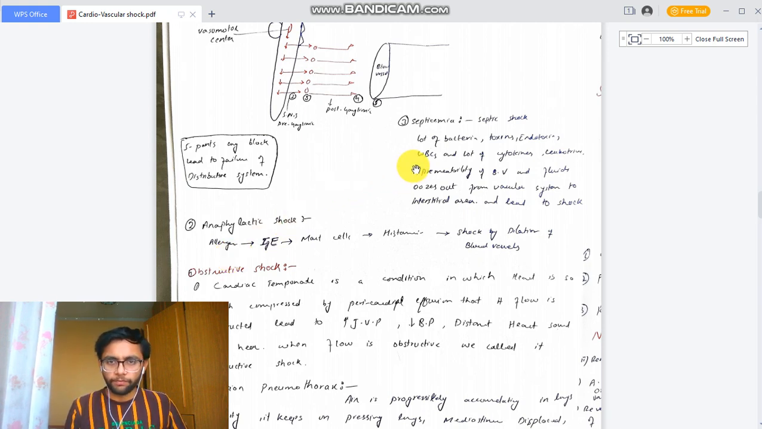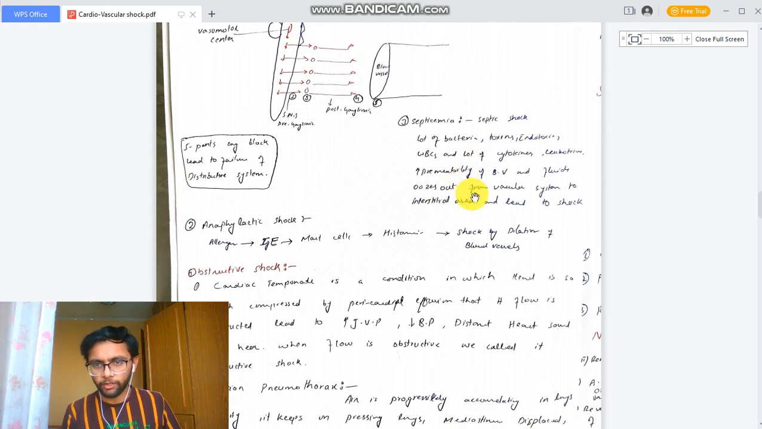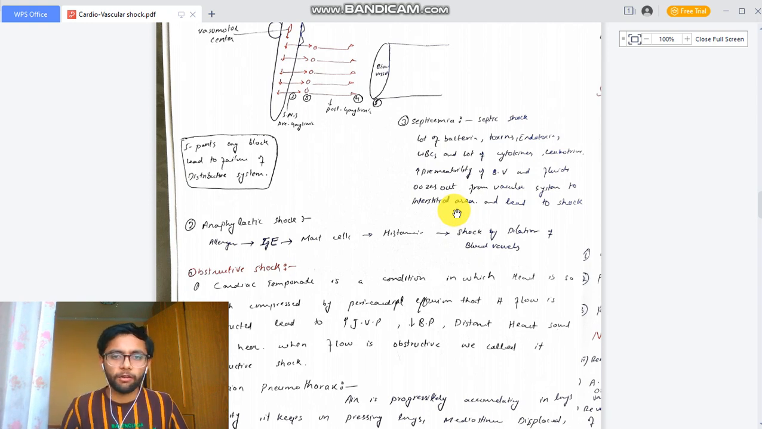Third is septicemia. What is septicemia? Septic shock. A load of bacteria with toxins, endotoxin, and a load of cytokines and leukotrienes increase the permeability of the blood vessels, and fluid oozes out from the vascular system into the interstitial area and leads to shock. What happens is that when there are a lot of bacteria, they release a lot of toxic substances, endotoxin, into the circulation, and in response our body's immune system will activate. They send WBCs.